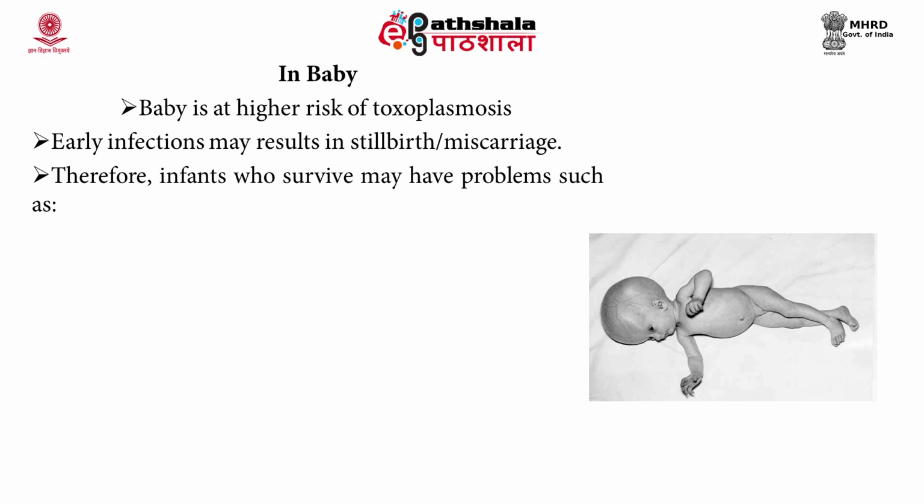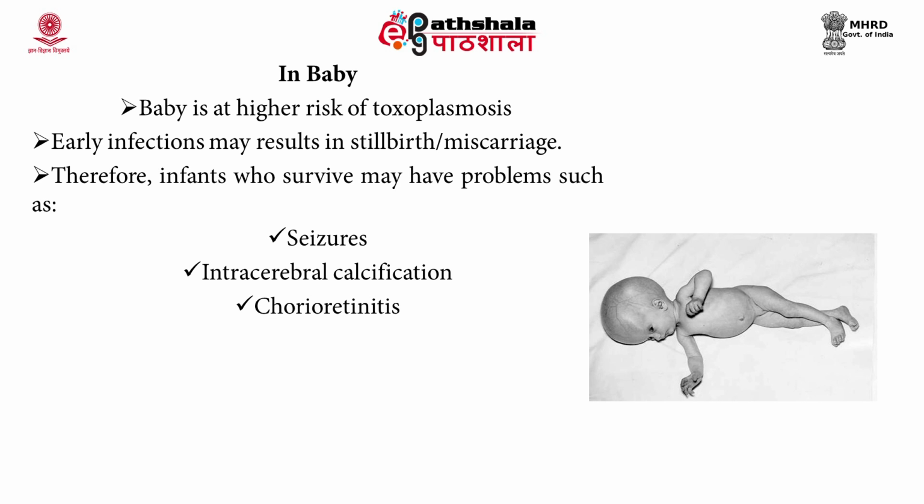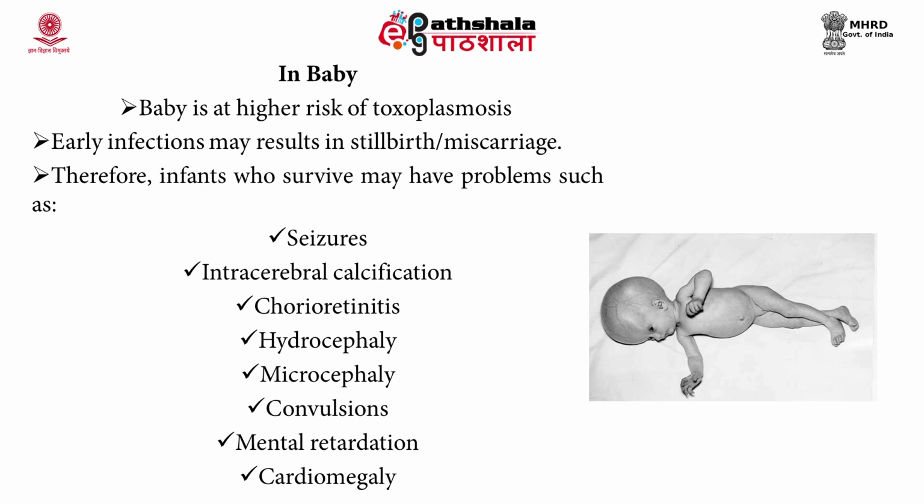If we look at a newborn baby, which is at high risk of toxoplasmosis in the early stage, it results in stillbirth or miscarriage. Infants who survive may have problems such as intracerebral calcification, chorioretinitis, hydrocephaly, microcephaly, convulsions, mental retardation, cardiomegaly, etc.